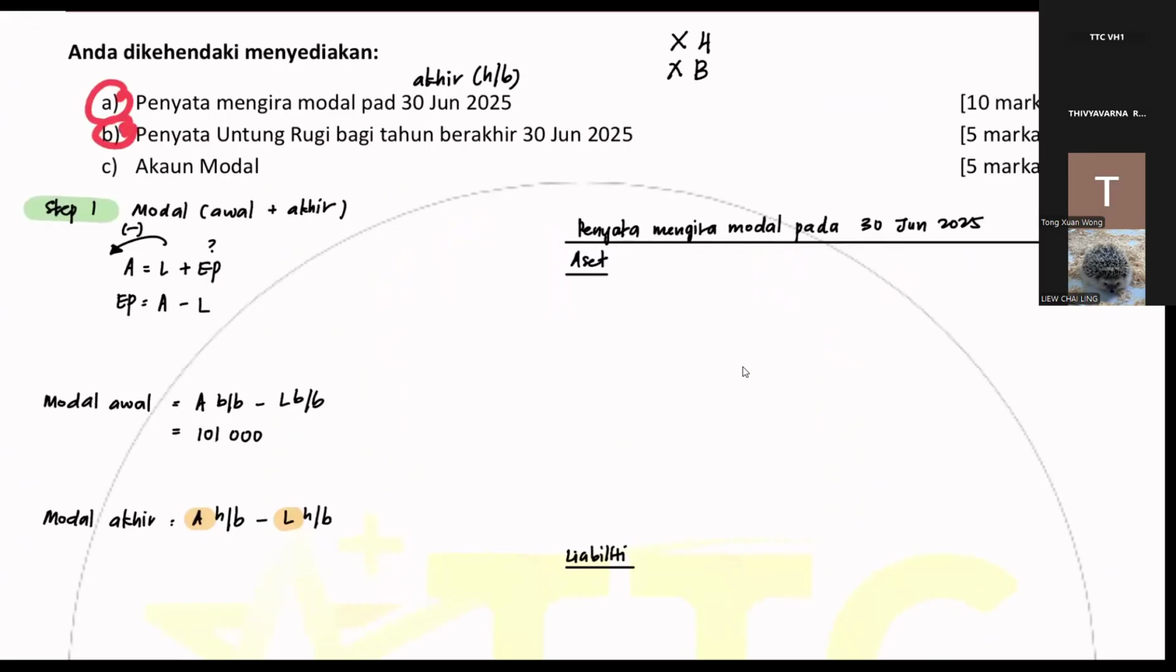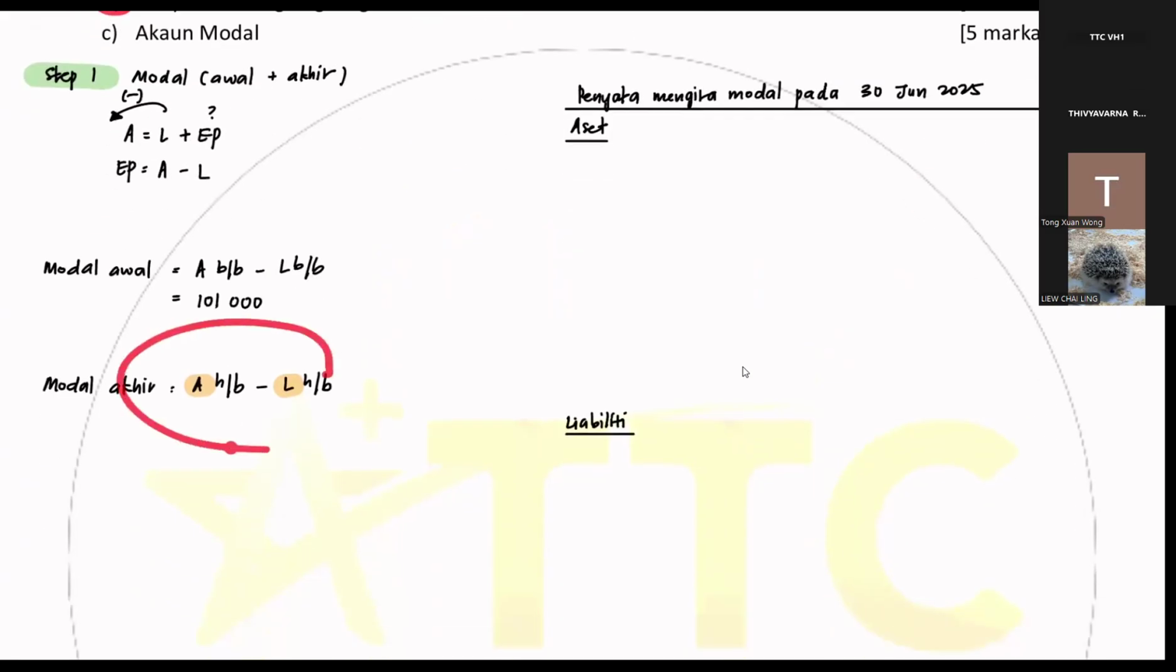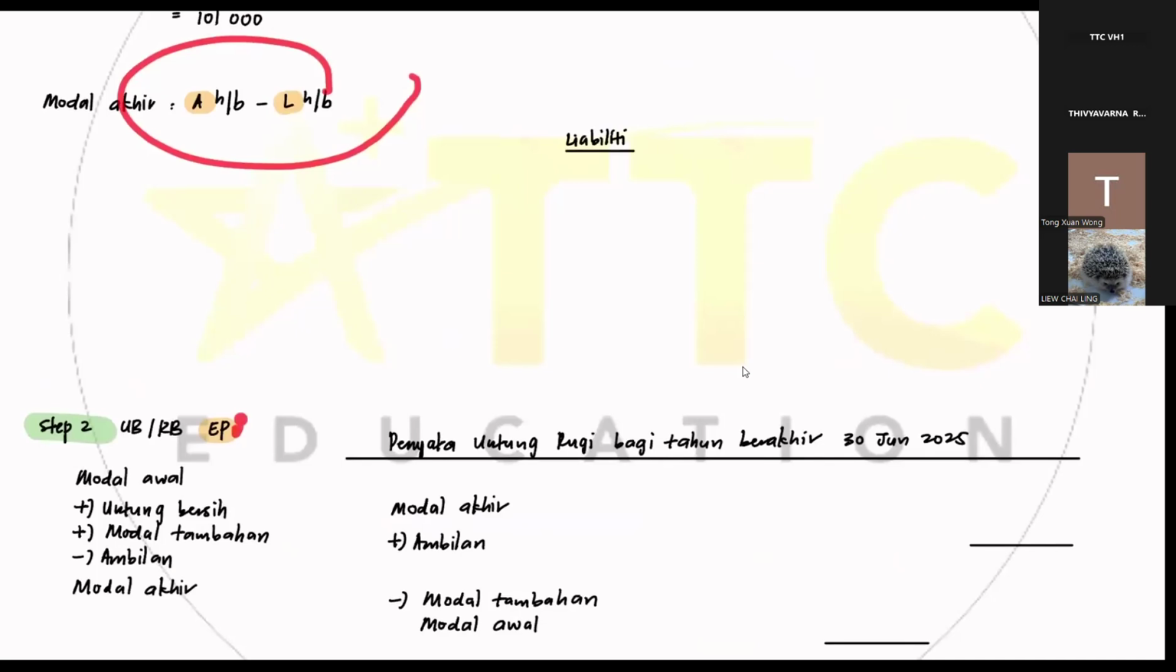Let's see whether you can get the idea or not. Modal tambahan is EP. EP should go to part A or part B. Part A is to get the modal. Part B is to get the untung or rugi bersih. So modal EP should go to first or second part.